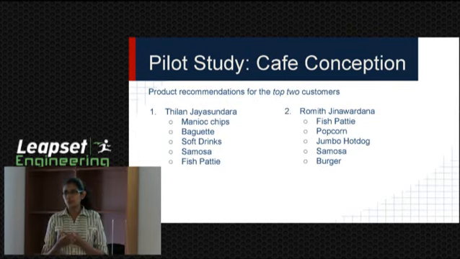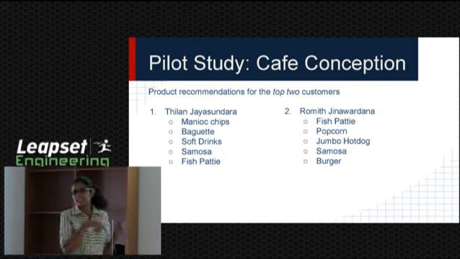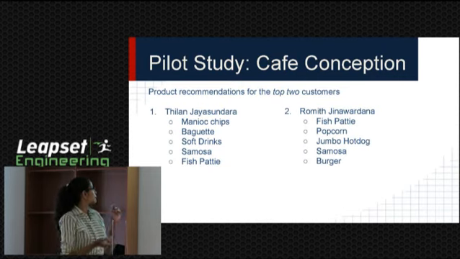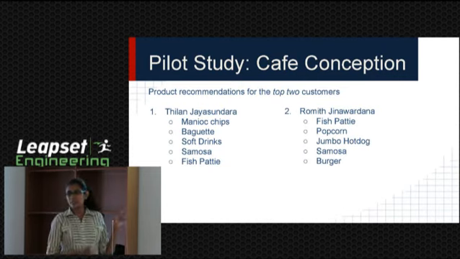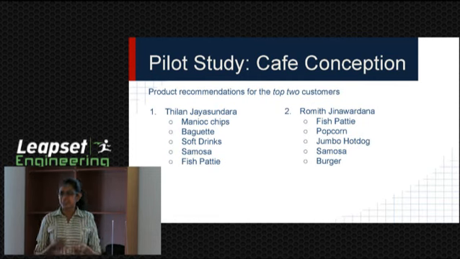So we chose two top customers, Tilal and Romit. These are the items that we predicted based on their past data. We predicted that they may like these items. According to actual user feedback, those recommendations are pretty accurate, because some agree that fish patty and popcorn are nice to have.